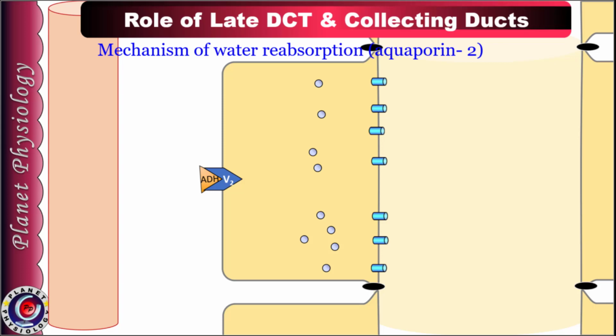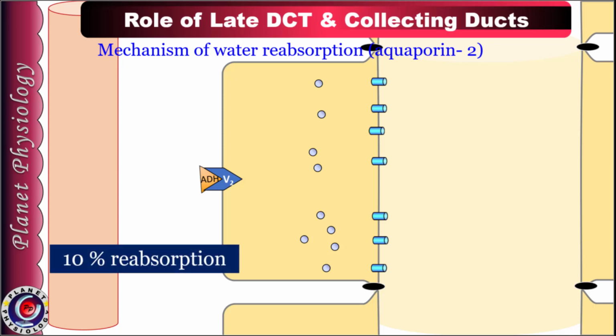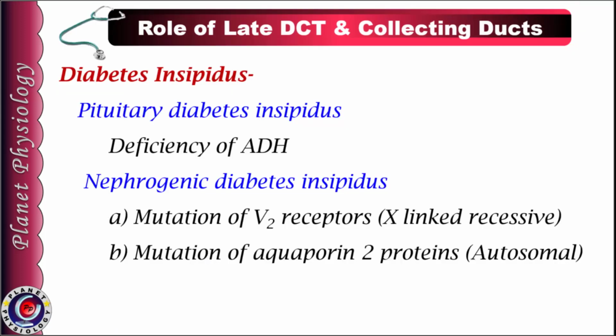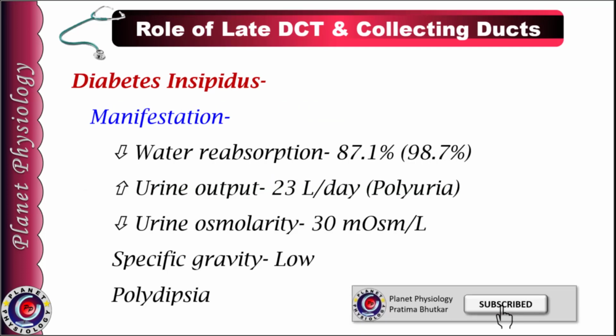In the presence of ADH, the late distal tubules and the cortical collecting ducts can absorb about 10% of the filtered water load. Absence of ADH secretion causes pituitary diabetes, while mutations of V2 receptors or aquaporin 2 water channels lead to nephrogenic diabetes insipidus. In both the conditions, cortical ducts fail to reabsorb water, causing formation of a large quantity of urine.